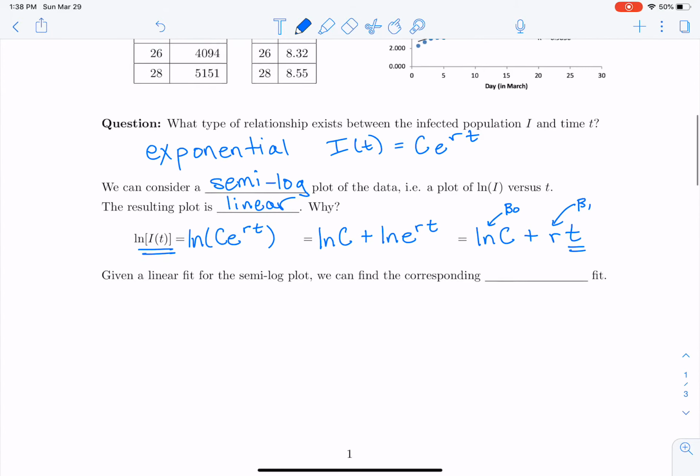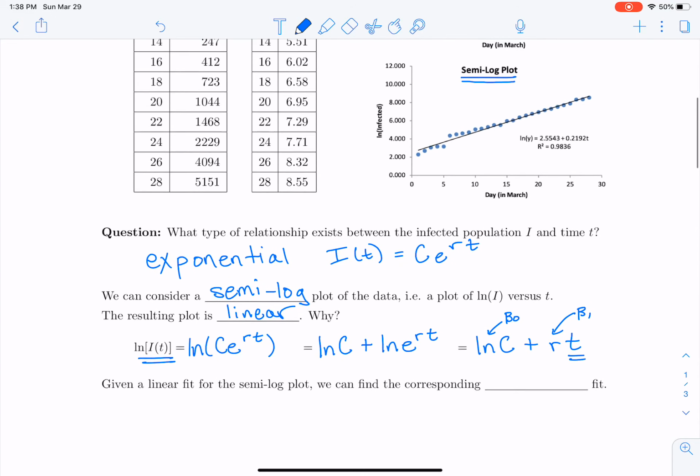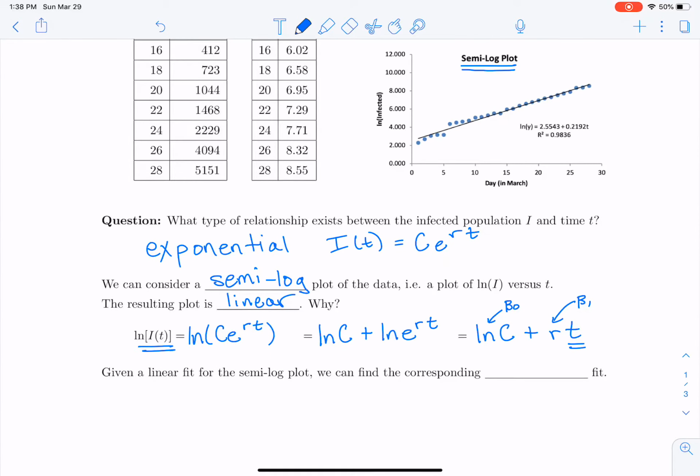That explains why the semilog plot looked like it could be fit with the best fit line. In fact, we saw the coefficient of determination for that fit is 0.9836, very close to 1. So this gives us a strategy for trying to figure out the best fit exponential function. The first thing to do is to find the semilog plot and then find the linear regression for that set of data, the natural log of infected versus time.